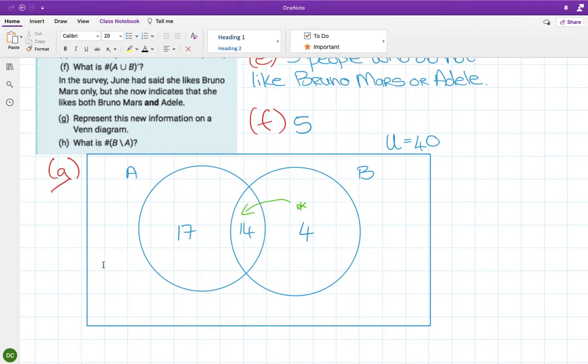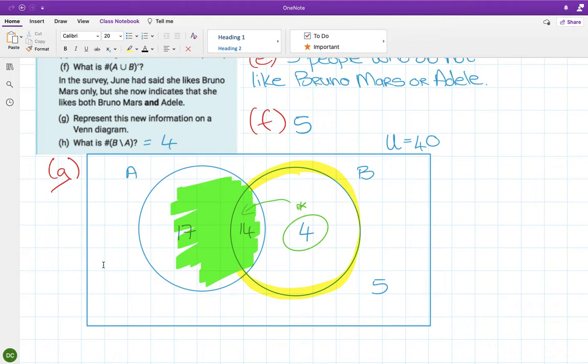Let's see what that adds up to. 17 plus 14 plus 4. Yep, that's 35, which still leaves the same 5 people on the outside. Okay, and what is the cardinal number of B less A? Okay, so B less A, here's B, yeah? Less A, so take away any bits that are in A. So take A away, and that leaves you with 4. So the cardinal number of B less A is 4. Okay?